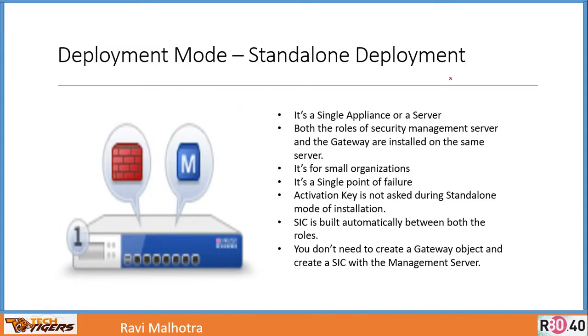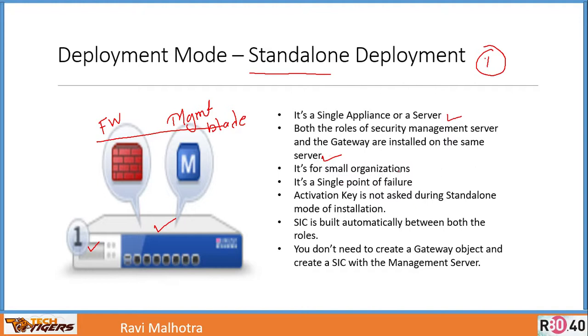The first deployment mode is standalone, right? As you can see, there is one box. In this one box, there is a firewall and a management blade. Both modules are configured on the one box itself. It's a single appliance or a server. Both the roles of security management server and the security gateway are installed on the same server. Yes, that's true. It's for small organizations. That's true. It's a single point of failure.